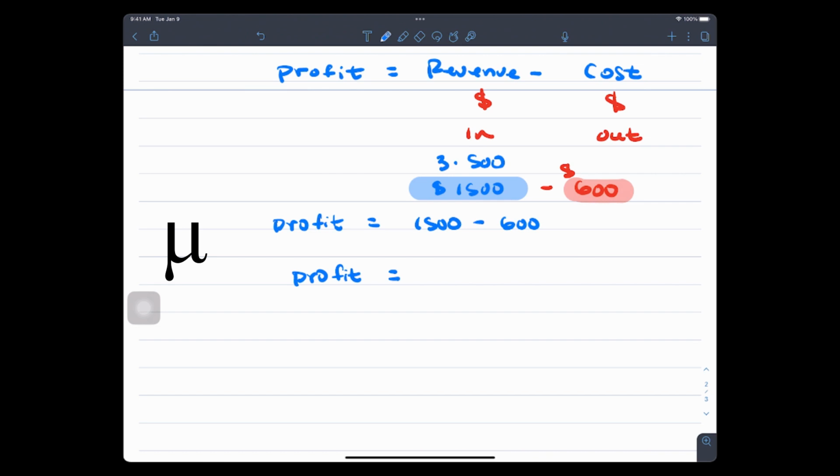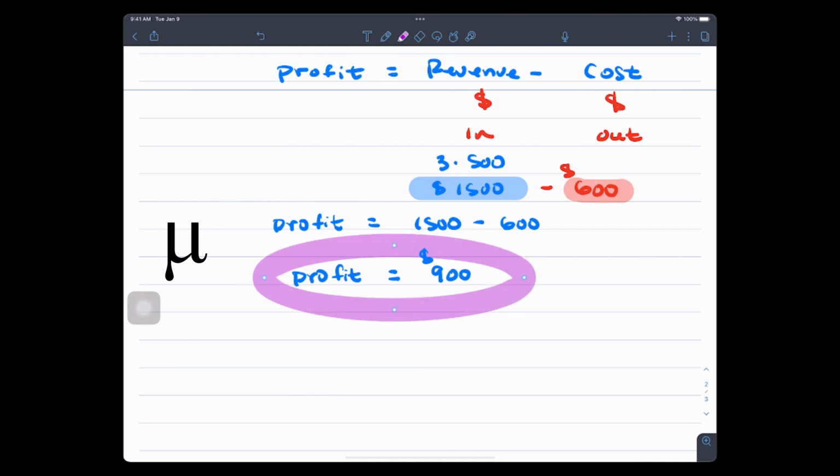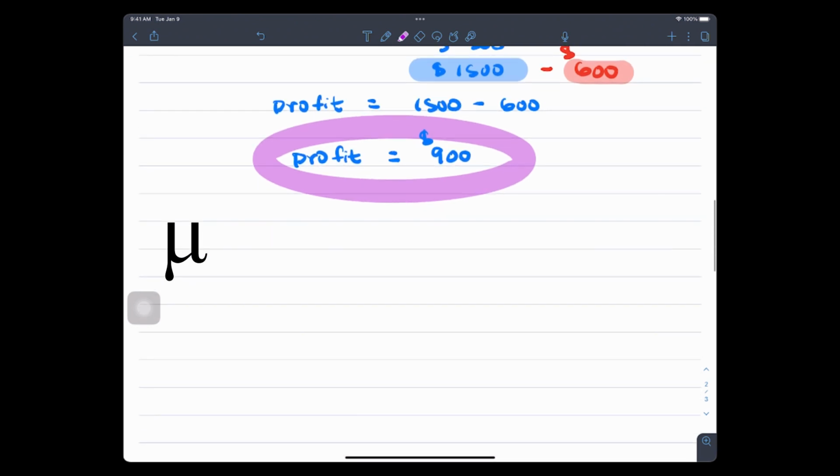What's 1,500 minus 600? Is that $900? So, ladies and gentlemen, this is the whole point for you guys. The point of a raffle is to do what? Bring money in. It's not to have fun. It's to bring money. Now, this is an extremely important detail.